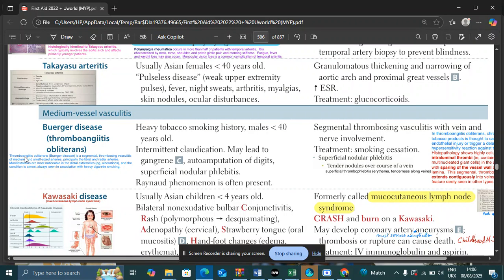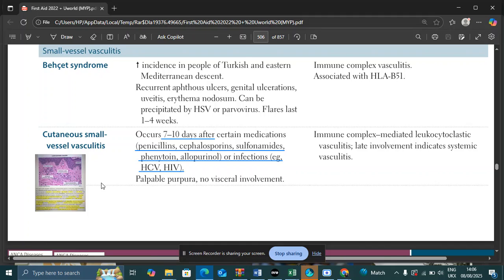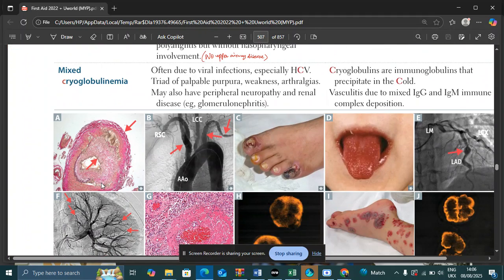Patients usually present with intermittent claudication, which may lead to gangrene or to amputation of digits. Superficial nodular phlebitis. These are the findings which you usually see in patients with Buerger disease or thromboangiitis obliterans.